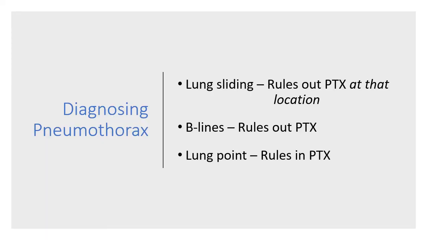So to put everything together, when you're trying to diagnose a pneumothorax, if you see lung sliding, that means there's no pneumothorax at that location, but there could still be a pneumothorax at a different part of the lung field. Also, if you see B-lines, because B-lines only happen when there's interaction of the parietal and visceral pleura, that also rules out a pneumothorax. And then lastly, if you see a lung point, part of the lung pleura that shows sliding next to another part that shows no sliding, that is 100% specific for ruling in a pneumothorax.